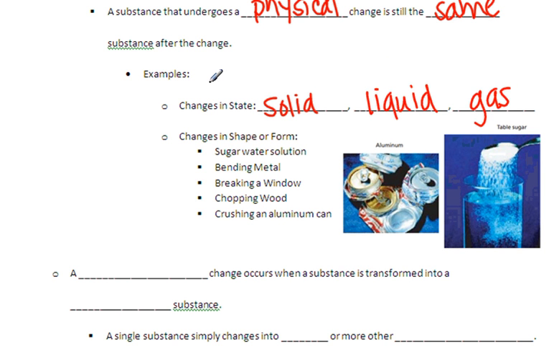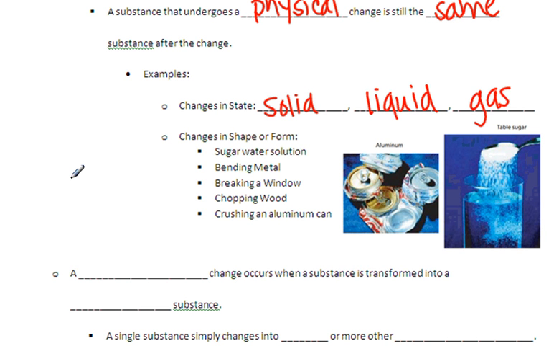Okay, so we know that water can change its form. It could either be a solid, like ice, liquid, like what's in your water bottle, or gas, like water vapor that's in the air, especially when it's humid, like it is in the summertime. You could also have other changes in shape or form, like a sugar water solution, like Kool-Aid. That's an example of a sugar water solution where you're dissolving the sugar into water. It's changing its form, and becoming a solution.